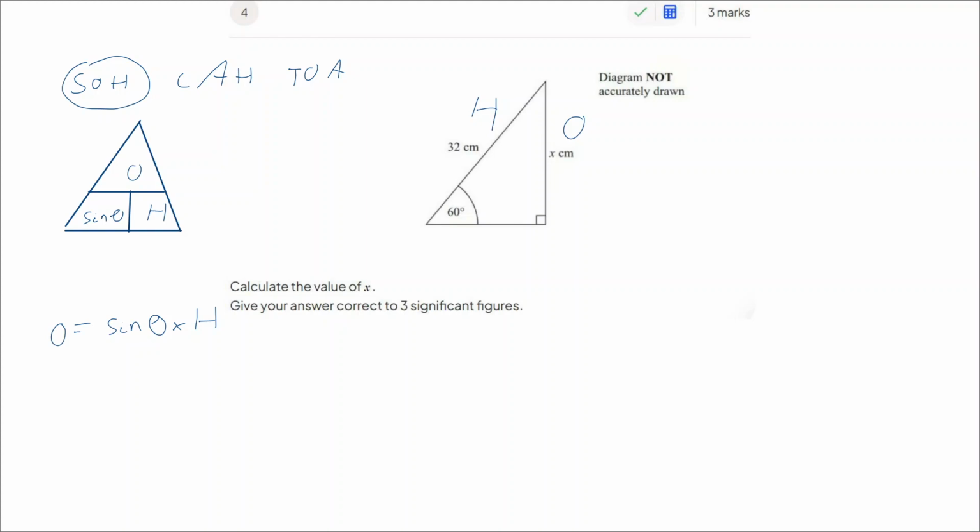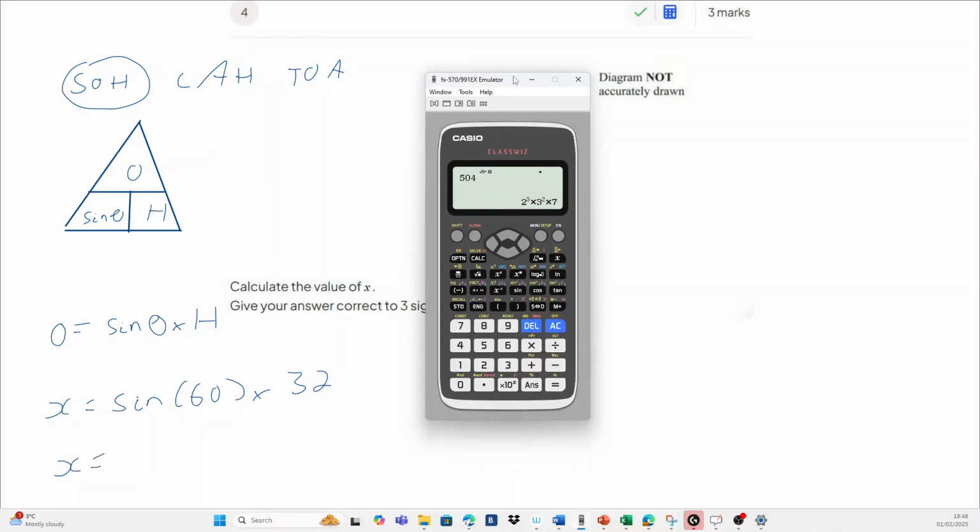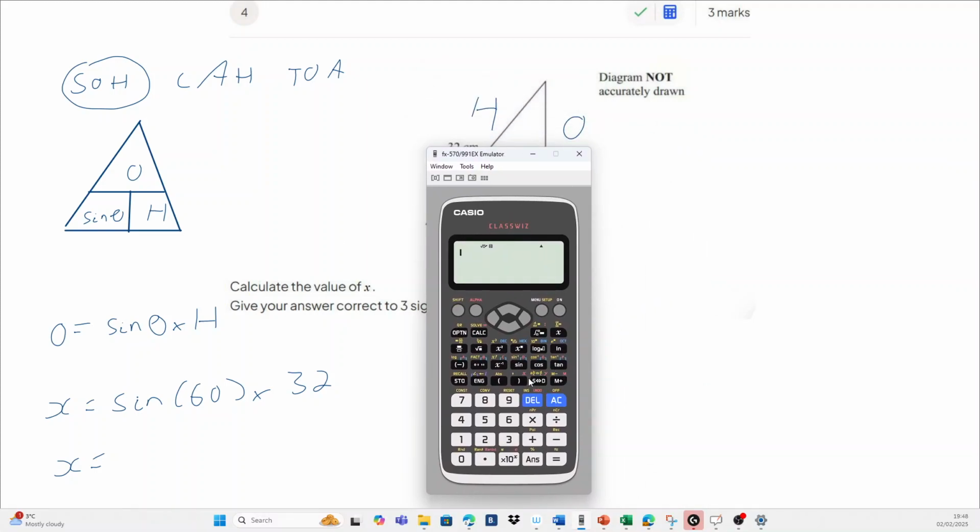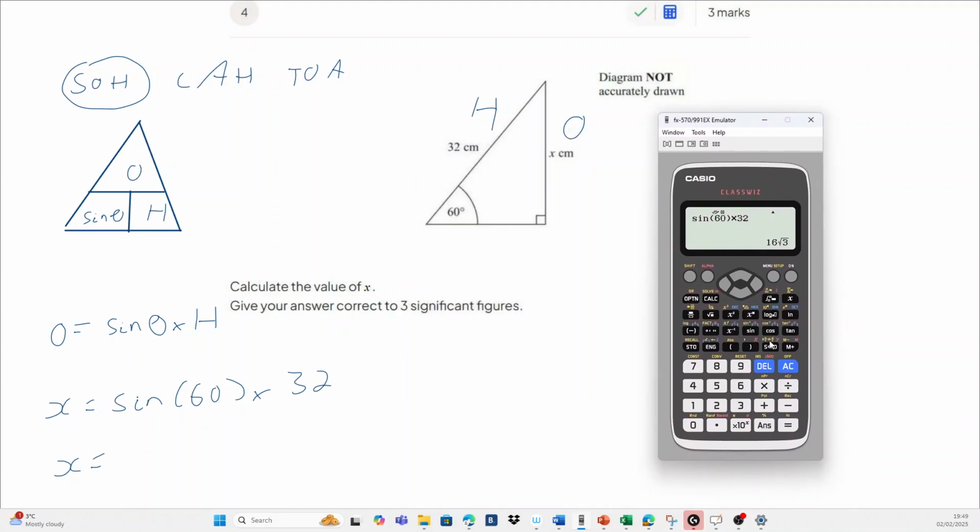So get the formula down, and then you substitute. O is X, that's what you're trying to find. So X is equal to sin of the angle, which is 60. So sine 60 times the hypotenuse, which is 32. And then you just type this into the calculator. Okay, so let's go and do that. Calculator over here. So sine 60, close the bracket, and times by 32. And we get this answer here, which as a decimal gives you this.